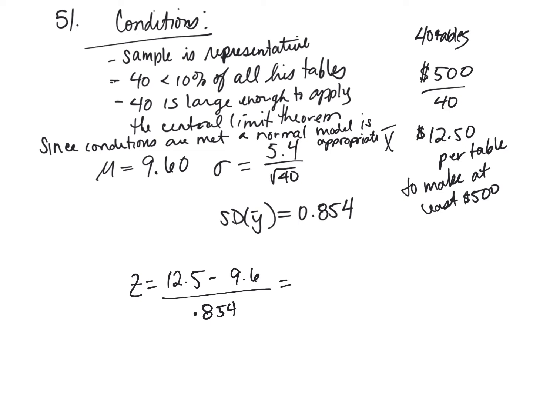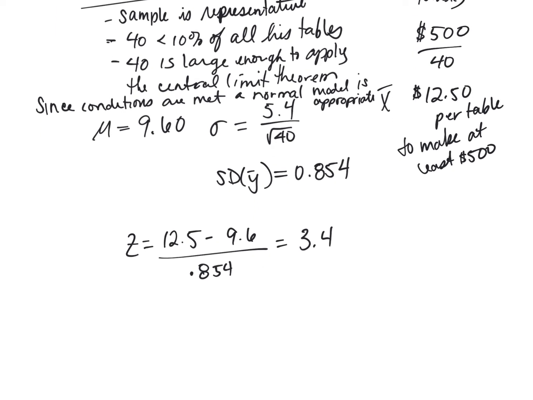Oops. I put my decimal in the wrong spot. I got 3.4. Yep, 3.4. Is it likely? No, but it doesn't say is it likely. It said estimate the probability, right? So what do I put that into?